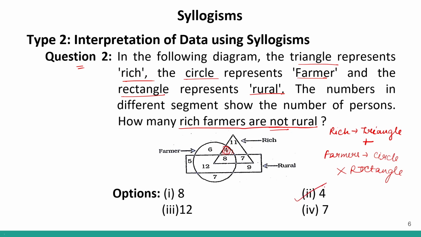There are 4 rich farmers that are not rural. If the question was how many rich farmers are rurals, then my answer would be 8, because then we would look at triangle plus circle plus rectangle. But now we have to make sure that rectangle is not overlapping. So my answer will be option number 2, 4. Clear?